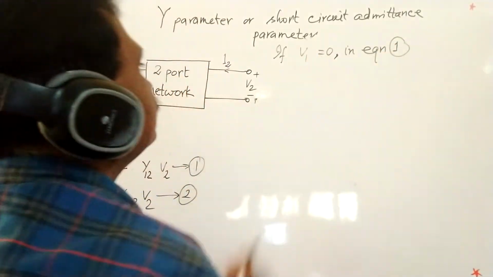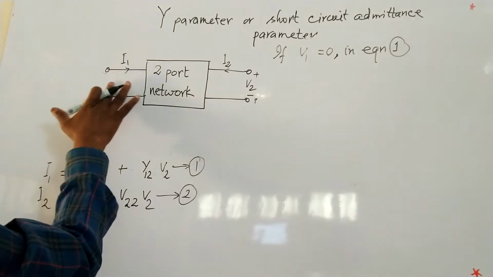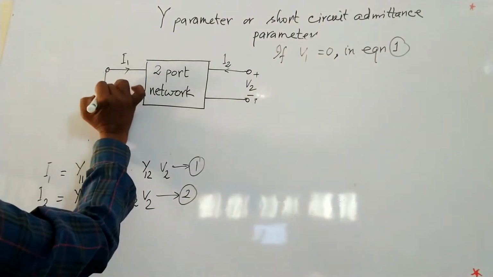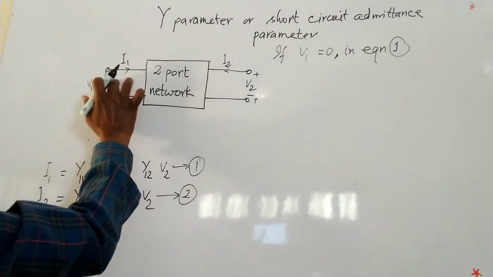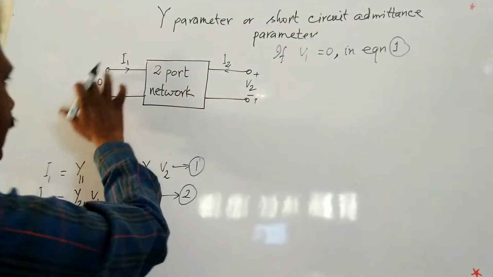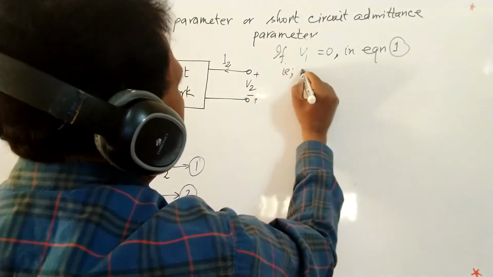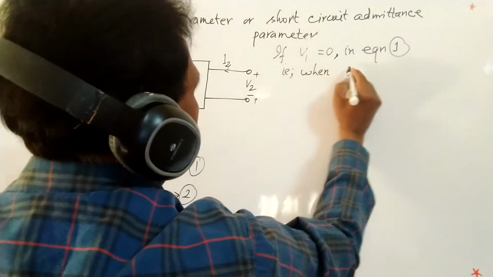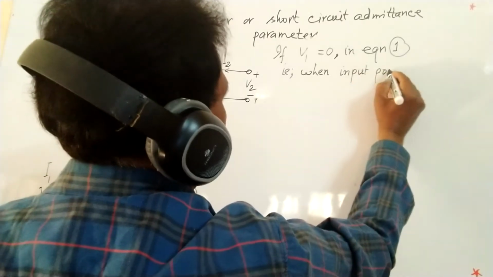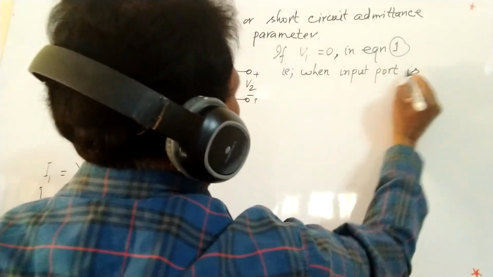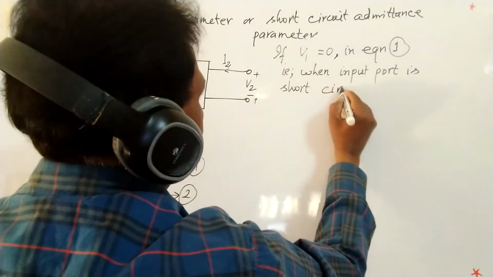then what we are doing is making this term 0. It means we are making V1 equal to 0. It means we are short circuiting the input port. It means when the input port is short circuited.